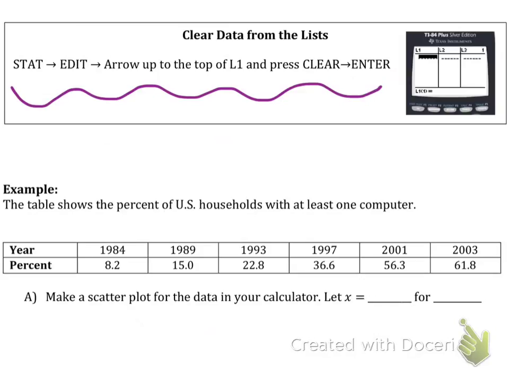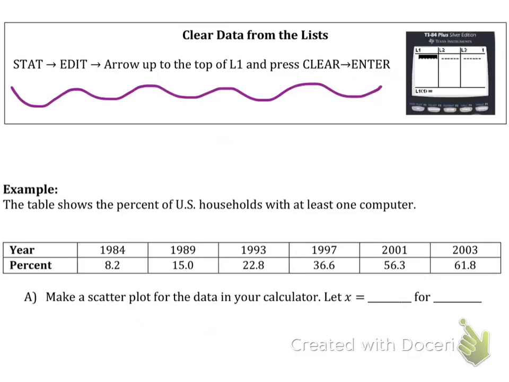So the example problem and dataset that we're working with says that the table shows the percent of U.S. households with at least one computer. We have some years and the percent for those years. So let's make a scatter plot for this data in our calculator.